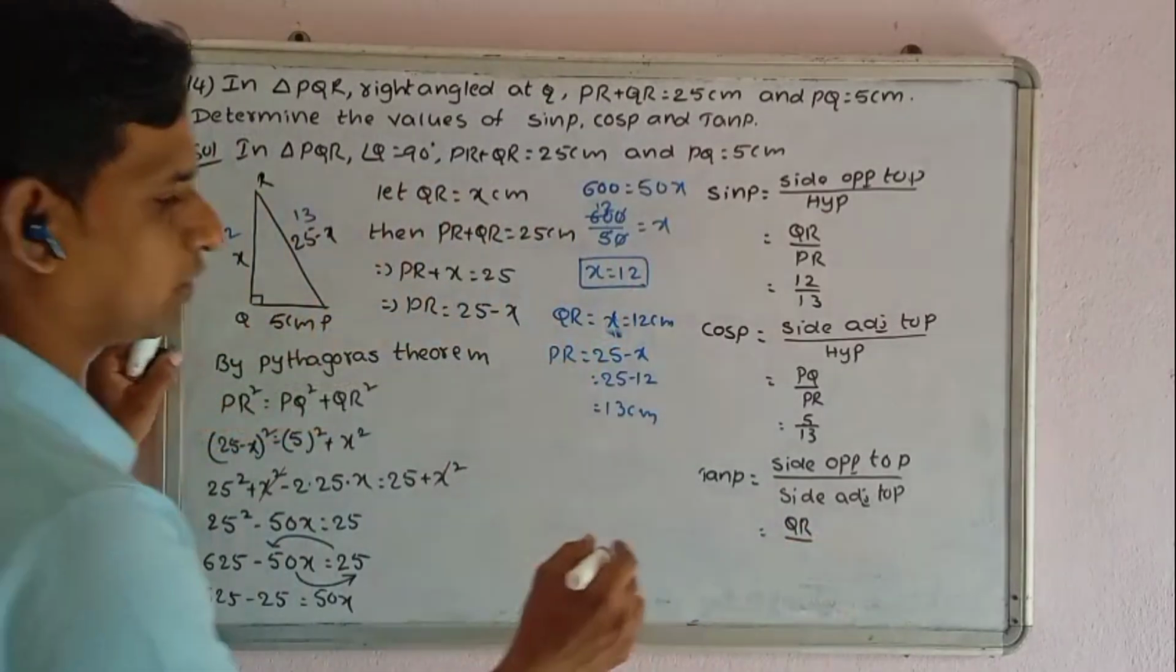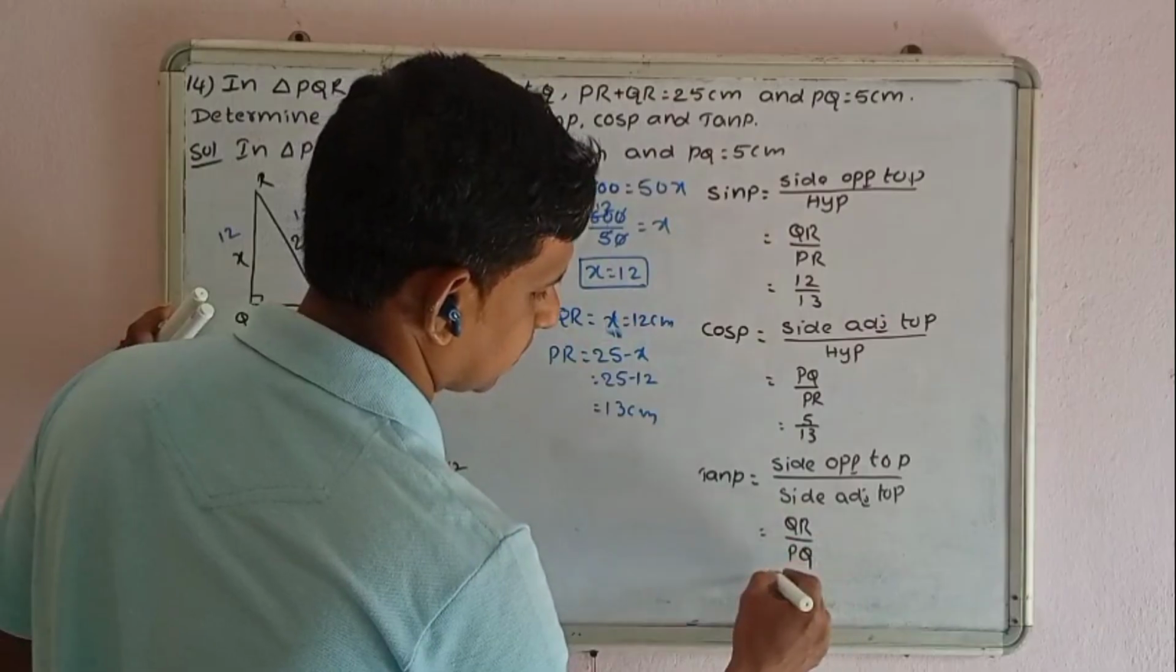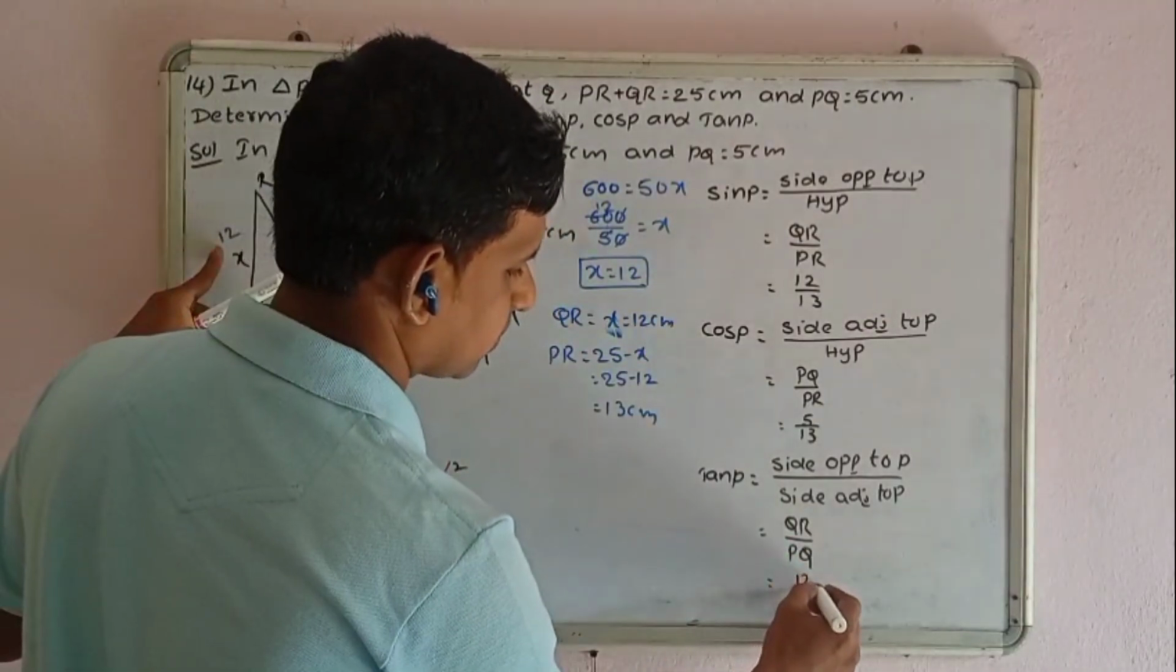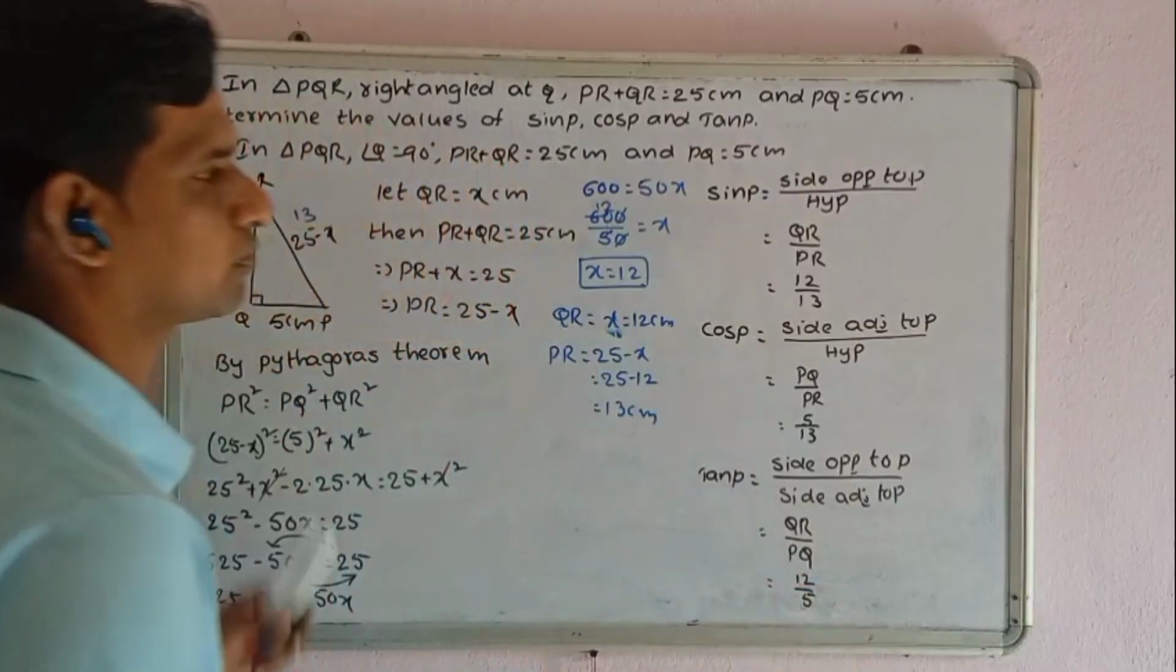Side adjacent to P is PQ. QR value how much? QR value 12. PQ value 5.